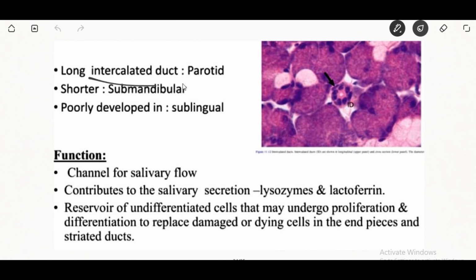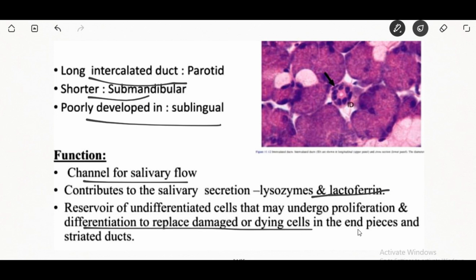Remember, the longer intercalary duct is seen in the parotid gland, the shorter is seen in the submandibular gland, and it is poorly developed in the sublingual gland. What are the functions of these ducts? They act as a channel for salivary flow. They contribute to the salivary secretions like lysozyme and lactoferrin.